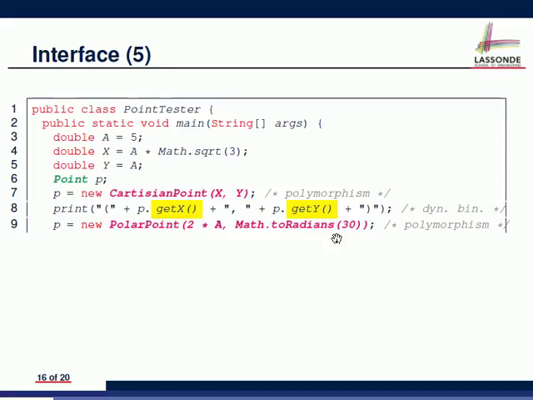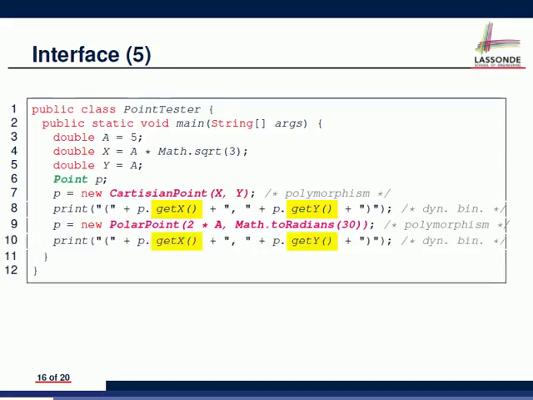Again, that's polymorphism. You're changing the shape of P from Cartesian points at line number 7 into polar points in line number 9. Now, if I make exactly the same call over here, you can see line number 8 and 10 are identical. However, different versions of get x and get y are called, right? Now, in line number 10, which version am I calling over here?